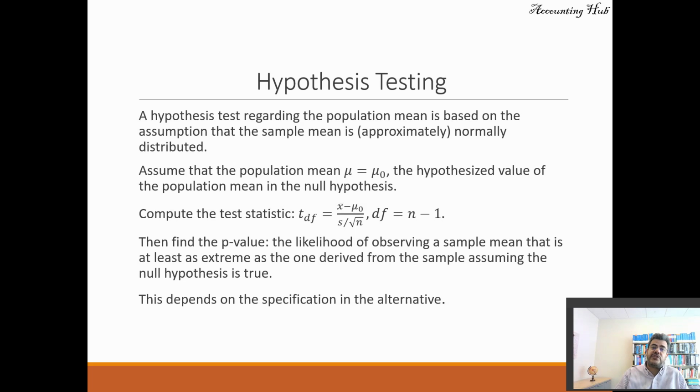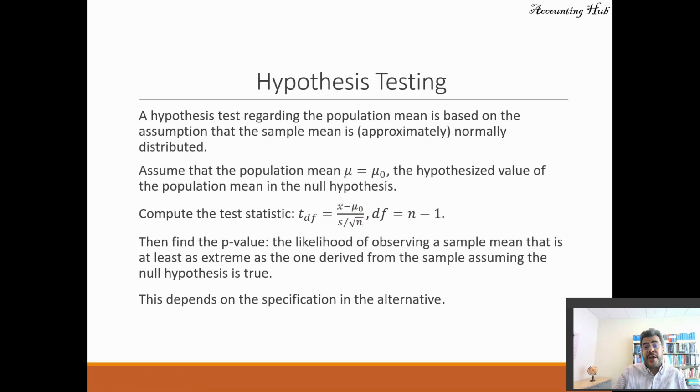So assume that the population mean is the hypothesized value of the population mean in the null hypothesis. And the test statistic, t, has n minus 1 degrees of freedom, where n is the size of the sample. So it is the sample mean minus population mean divided by the sample standard deviation divided by the square root of the sample size. Don't worry, we have a copy paste of all of our formulas in our Excel file.